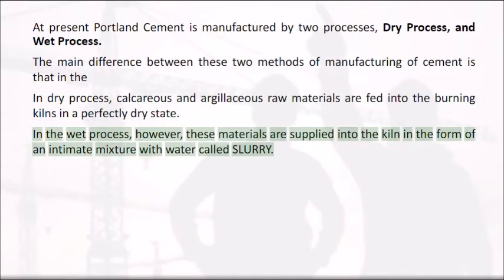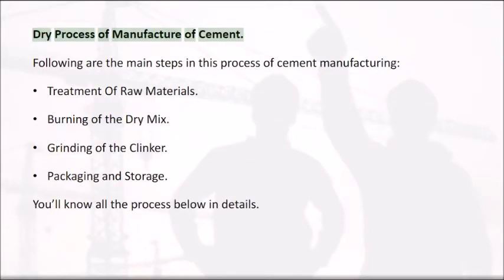In the wet process, however, these materials are supplied into the kiln in the form of an intimate mixture with water called slurry. Dry process of manufacture of cement. Following are the main steps in this process of cement manufacturing.